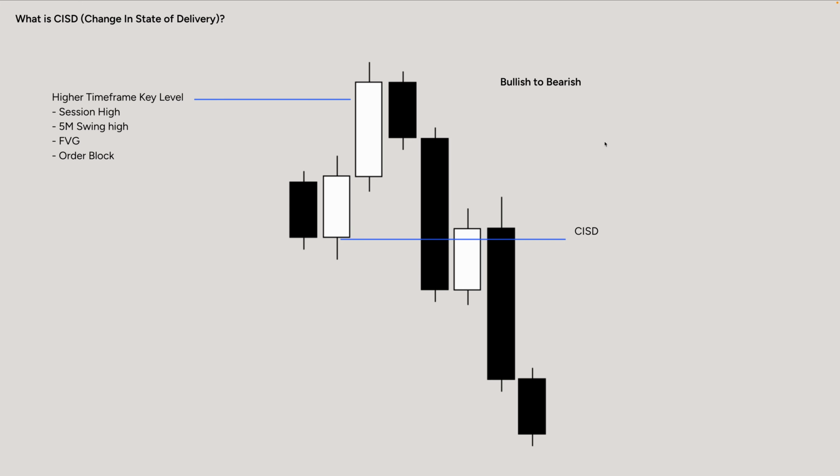Another extra nice edge within the CISD model is that about 5 out of 10 times it will give you an earlier entry than a market structure shift. Again, it doesn't happen all the time, but when it happens, it gives you a nice extra early entry opportunity, which usually means that you can also get out earlier.